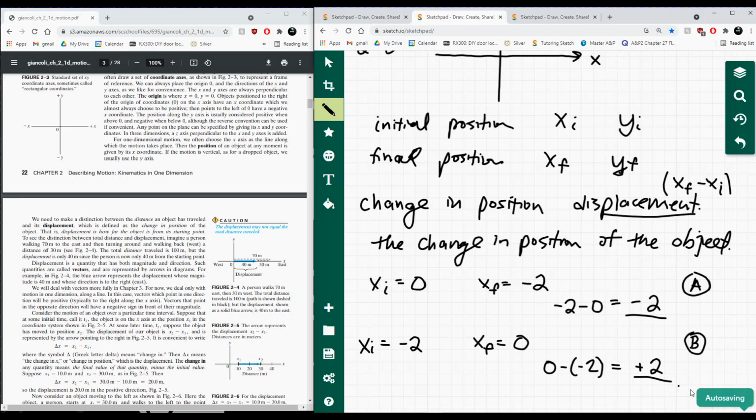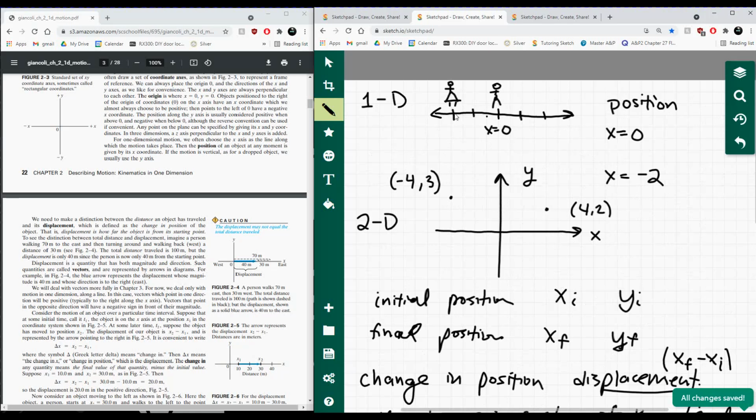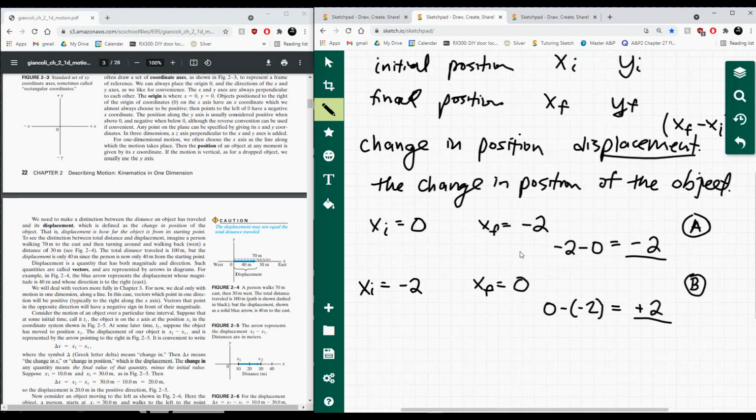Now, this should be evident because a negative value indicates that you're moving to the left or in the negative x direction, as the x direction is defined positive to the right. And likewise, when you move from an initial position of -2 to a final position of 0, we have a +2. So what's quite interesting about displacement is that direction is also fairly important.